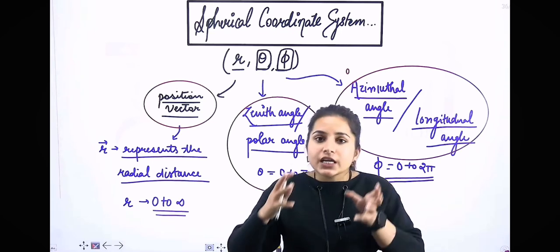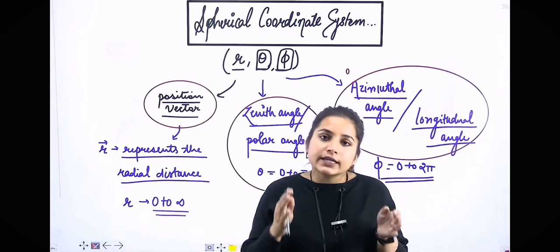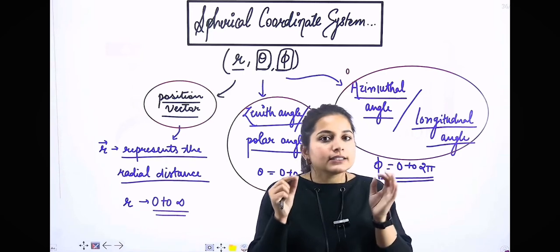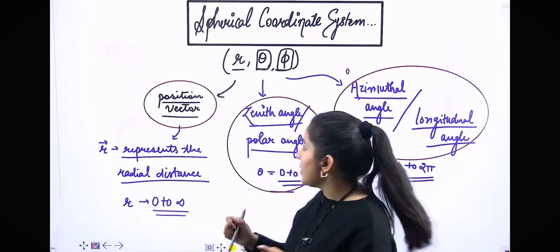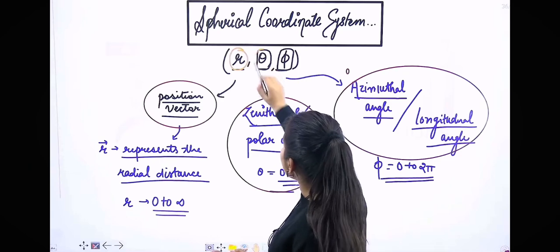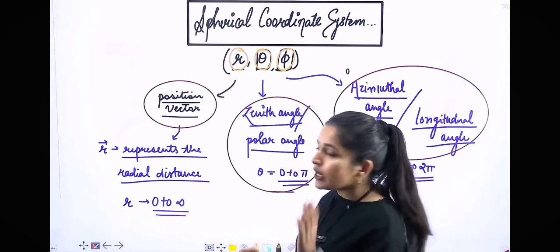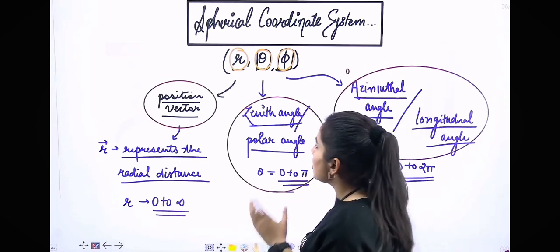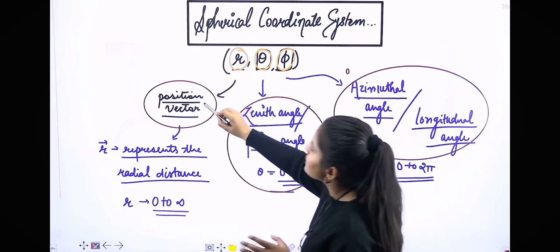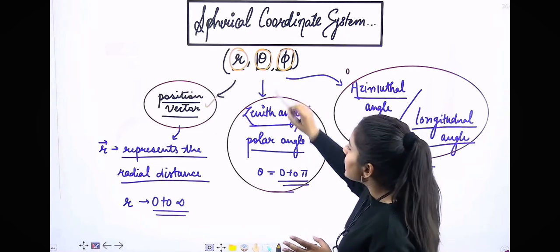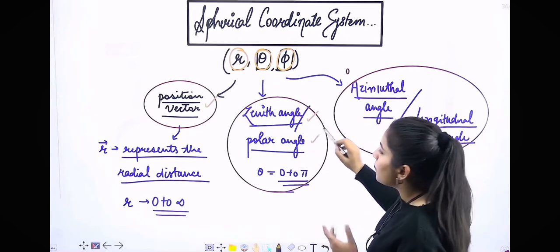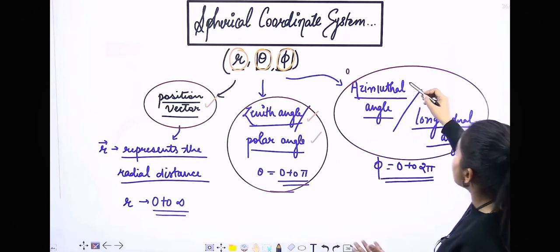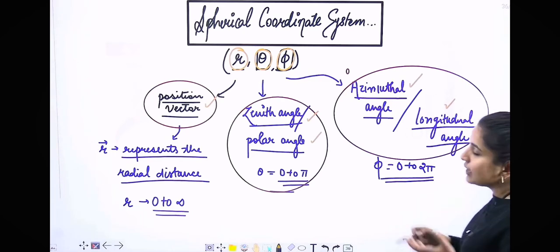Now in the spherical coordinate system, our coordinates are what? That is r, theta and phi. You can see here r, theta and phi. These are the three coordinates in the spherical coordinate system. Now in the spherical coordinate system, r is known as the position vector, theta is known as the zenith angle or the polar angle, and the phi is known as the azimuthal angle or the longitudinal angle.